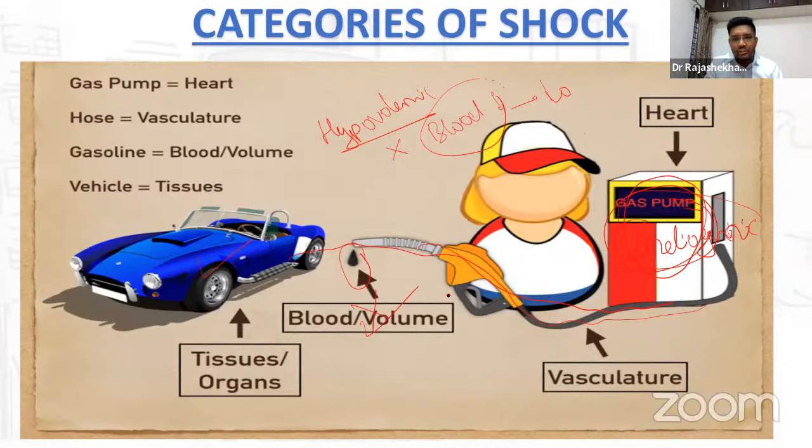So what happens in distributive kind of shock? In a petrol station, for example, there is a separate set of pipes which put the petrol from the gas pump to the vehicle. If you put a very large pipe in this, the petrol will not flow. Similarly, if there is a sudden vasodilatation occurring in your blood vessels, there occurs sudden pooling of your intravascular volume, which will ultimately lead to increased vascular permeability and tissue hypoxia. This is the type of shock called distributive shock. And obstructive shock is as simple as, if the pipe is obstructed here, the petrol is not going to come. It similarly occurs in the body also.